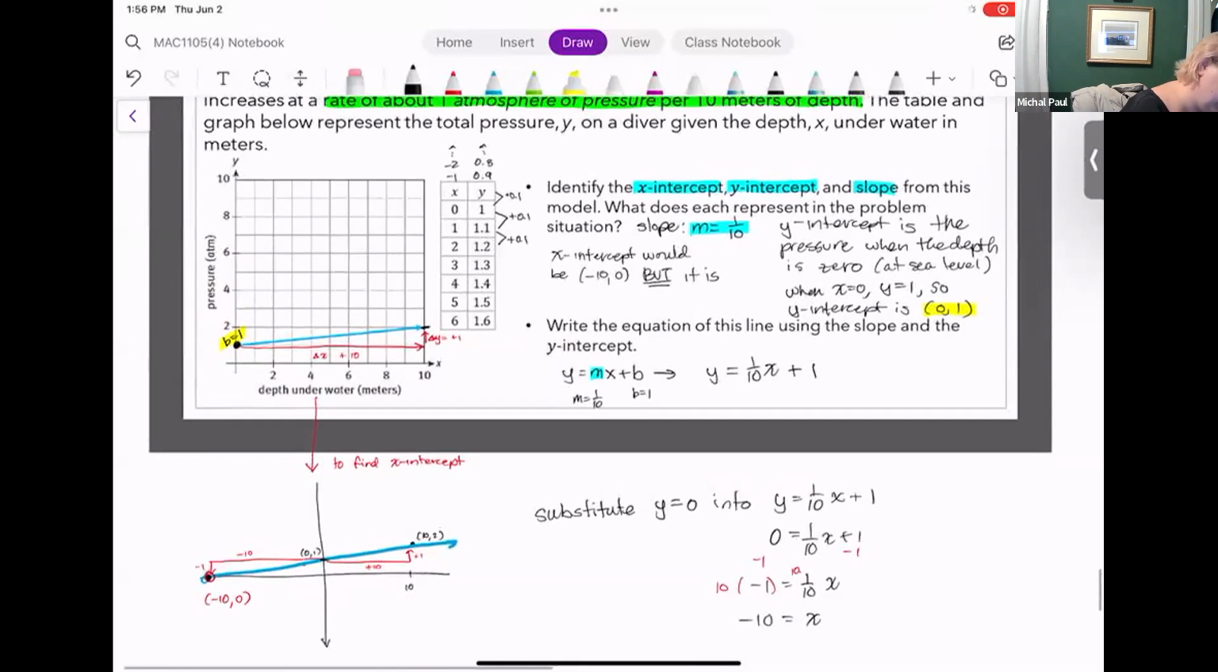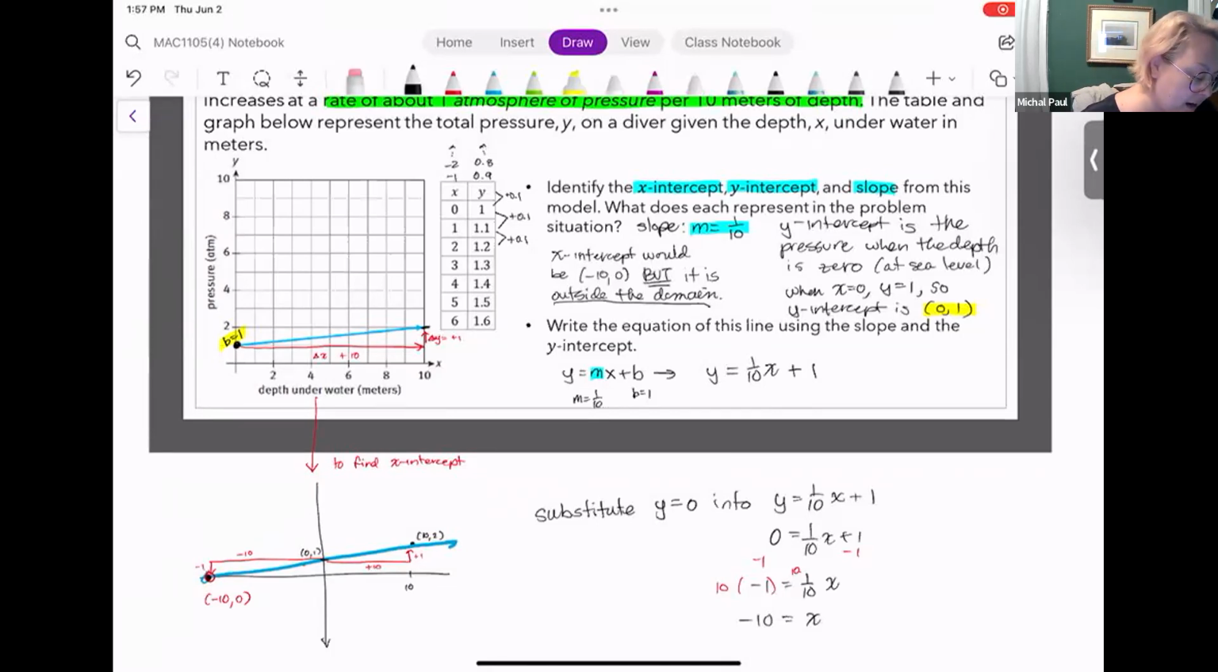it's outside. So in the context of the situation, my y-intercept is 1. That means that I have 1 atmosphere of pressure when I'm at sea level. That's interpreting it in the context of the problem. When my x-intercept is the depth at which I feel no pressure, that would be, according to this line, at 10 feet above sea level. However, there is no interpretation of the x-intercept in the context of this problem because it's outside of the practical domain. Water pressure doesn't apply in the air.